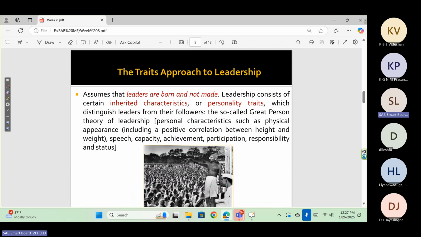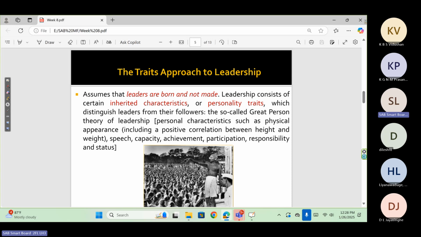Now we have come to different leadership theories or approaches. The number one theory, the very classical leadership theory, is the traits leadership theory, the traits leadership approach. This theory says that all successful leaders are born. By birth, they bring leadership qualities. Therefore, it says leadership cannot be developed, but we can agree with that.